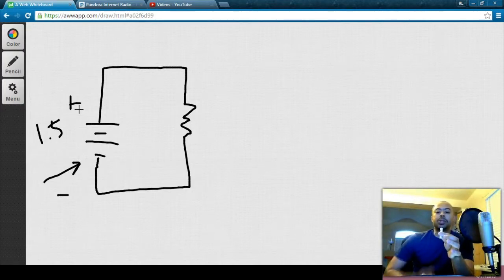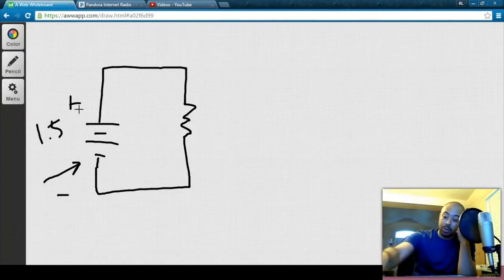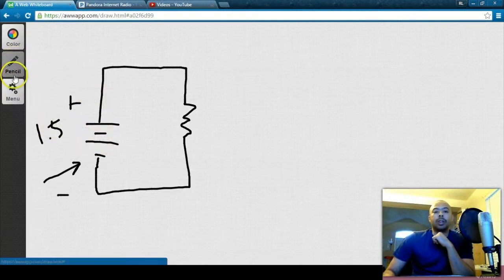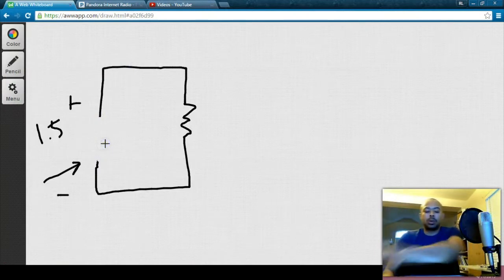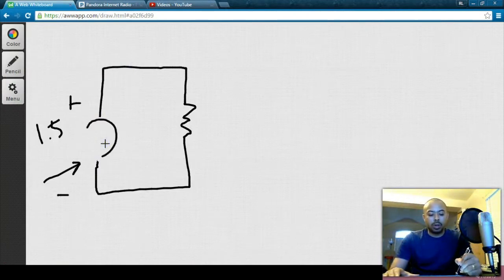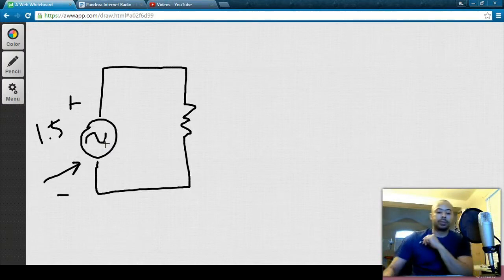With that analogy, let's say this battery was continually spinning in place, switching from negative to positive and then back again. Now I'm going to go to the whiteboard. This is where we start to get our AC from, a source that's always changing. Let's grab the eraser and replace our DC source with an AC source.